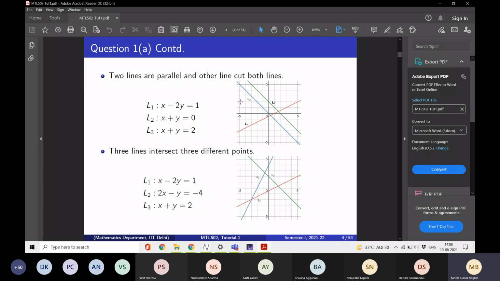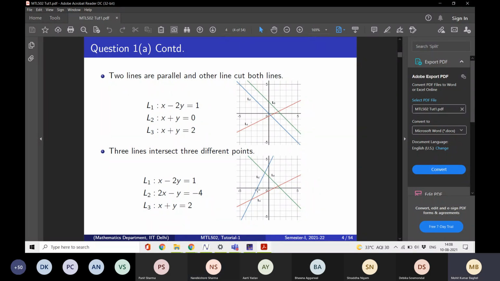Can anyone tell me, in this case is a solution possible? No, sir. No solution. Likewise, in the second case, the solution is also not possible, although two lines are parallel to each other.